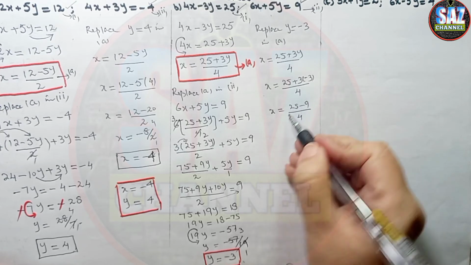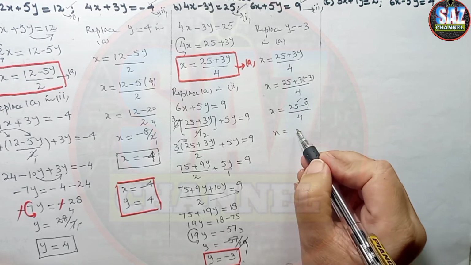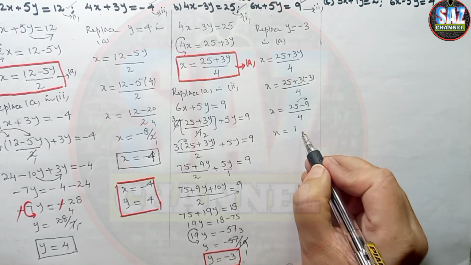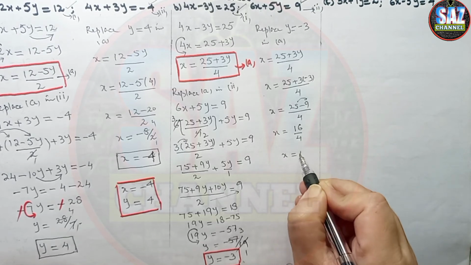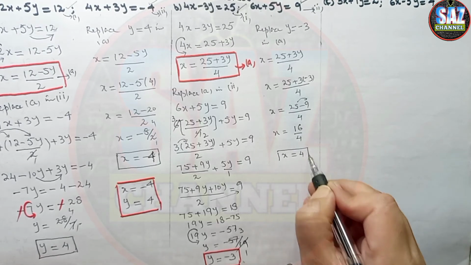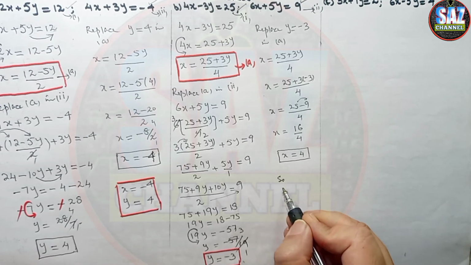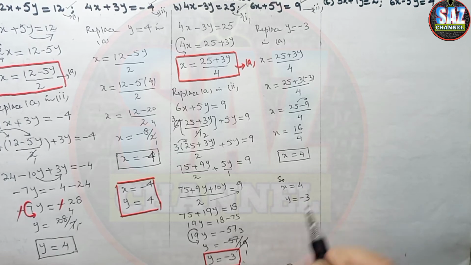25 minus 9 is 16, and this will be 16 by 4, x equals 4. So the solution for this problem is x equals 4 and y equals minus 3.